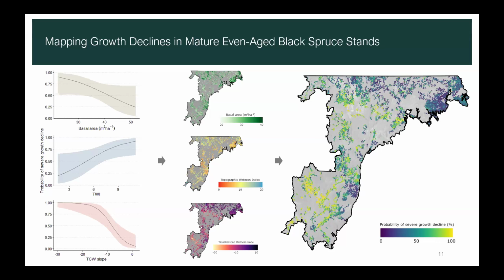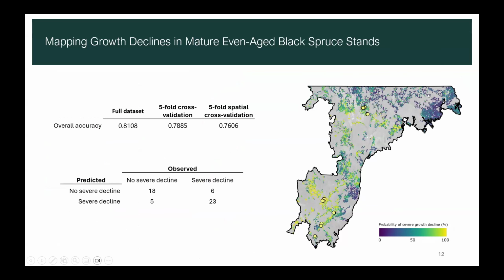As you can see, we're far from having wall-to-wall predictions. Why? Simply because we were looking at even-aged, mature black spruce stands. They're common, but not that much on our study sites. Our accuracy was not bad, relatively good, even when using spatial cross-validation, where we don't necessarily use adjacent areas in our train and test data sets.